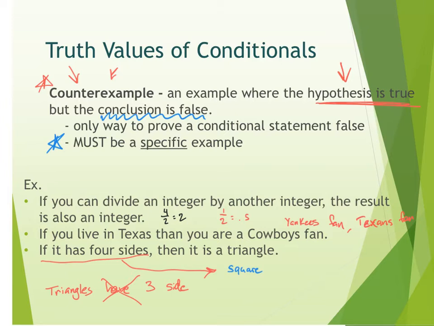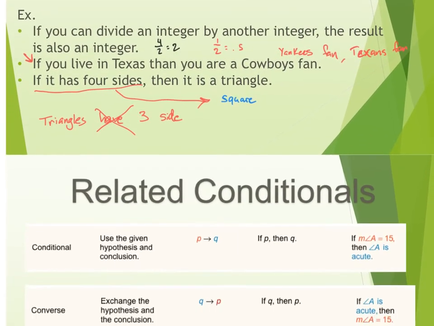All right, you also couldn't give a vague example. So in this second one, if you live in Texas, then you are a Cowboys fan. What you couldn't say is, if you live in Texas, then you don't have to be a Cowboys fan. That's not specific enough. Think of it like your English essays. You can't just say something is true, you have to back it up with text. Same thing with counterexamples. You can't just say the statement is false, you have to have a specific example.